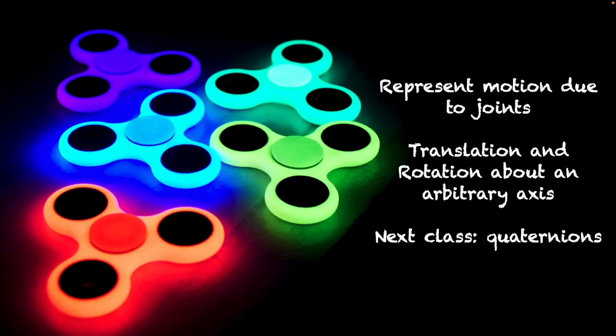And so coming up in the next class, what we're going to look at is how to represent motion due to the joints being articulated. And so this is going to include translation and rotation about arbitrary axes, which is kind of foreshadowed by fidget spinners, believe it or not. So next class we're going to talk about how to implement these with quaternions and axis angle rotation, and some additional tips and pointers for getting started with Project 3.